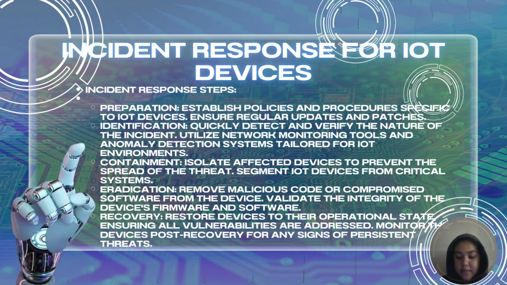The third one is containment. Isolate affected devices to prevent the spread of the threat. Segment IoT devices from critical systems. The fourth one is eradication. It removes malicious code or compromised software from the device and validates the integrity of the device's firmware and software. And the last one is recovery. In recovery, we restore devices to their operational state, ensuring all vulnerabilities are addressed. Monitor devices post recovery for any signs of persistent threats.